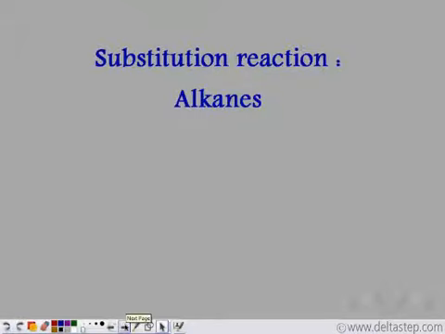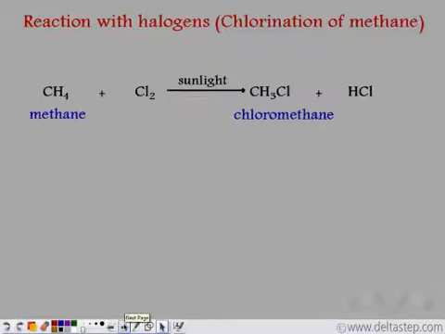We know in alkanes there are only single covalent bonds. Each carbon atom forms single covalent bonds with the hydrogen atoms. So if we have methane, when it reacts with chlorine in the presence of sunlight, it forms chloromethane plus hydrogen chloride. How does this reaction take place?